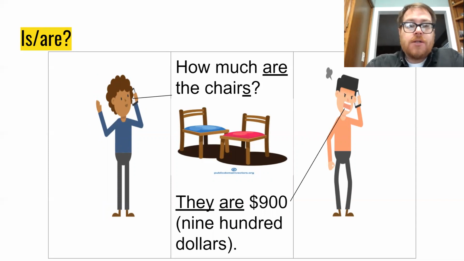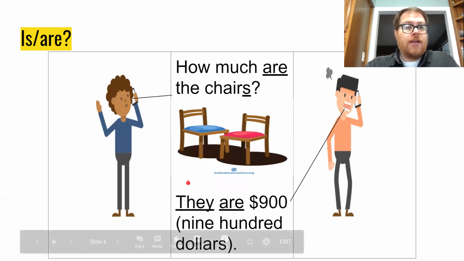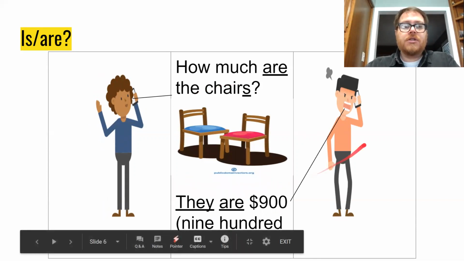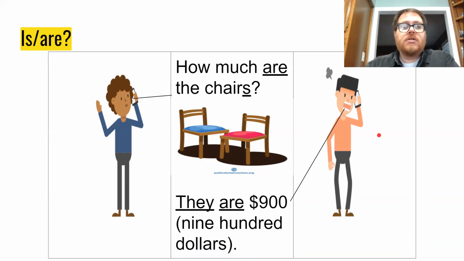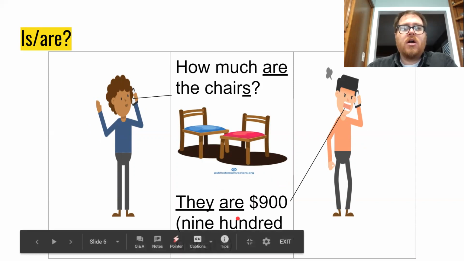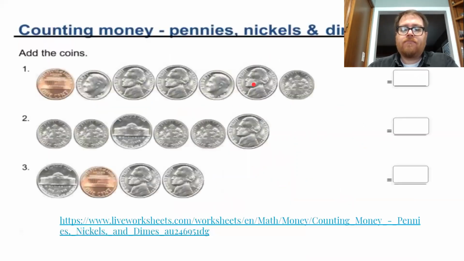And his friend responds, they are $900. They are $900. So we're going to say they are, which goes along with R and S.